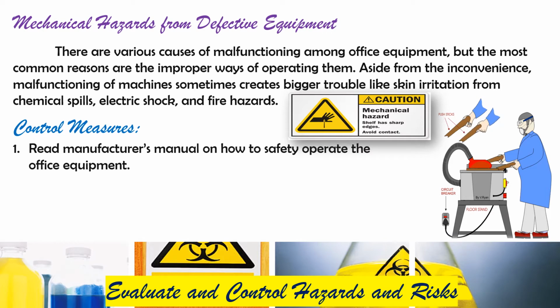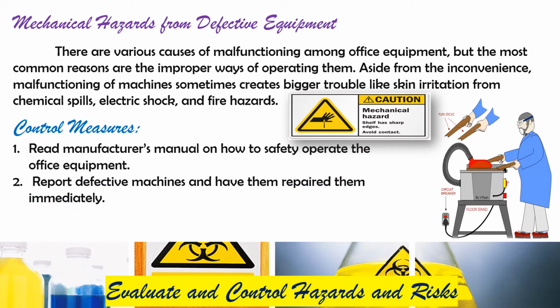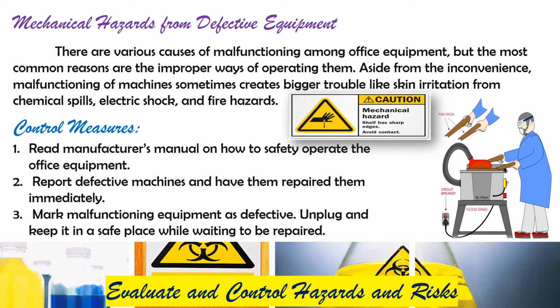First, read the manufacturer's manual on how to safely operate the office equipment. Second, report defective machines and have them repaired immediately. Number three, mark malfunctioning equipment as defective. Unplug and keep it in a safe place while waiting to be repaired.